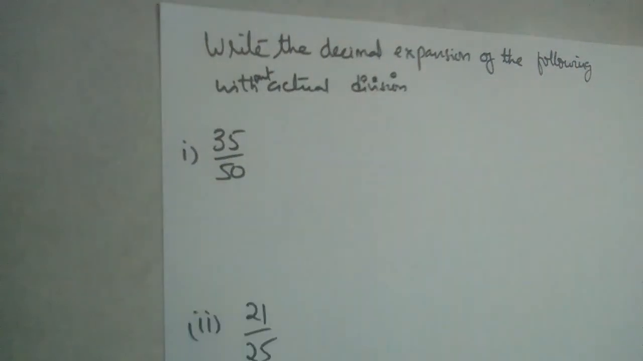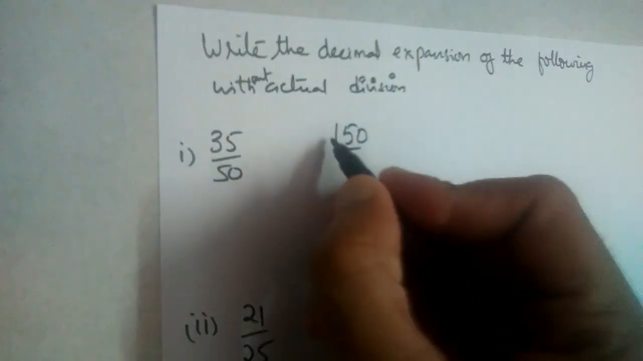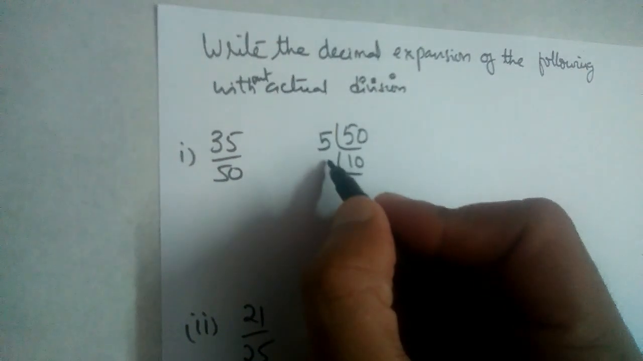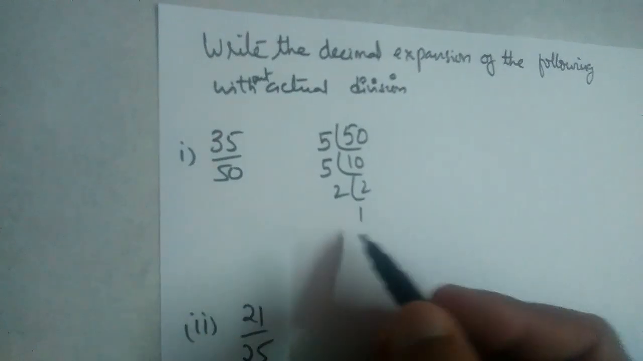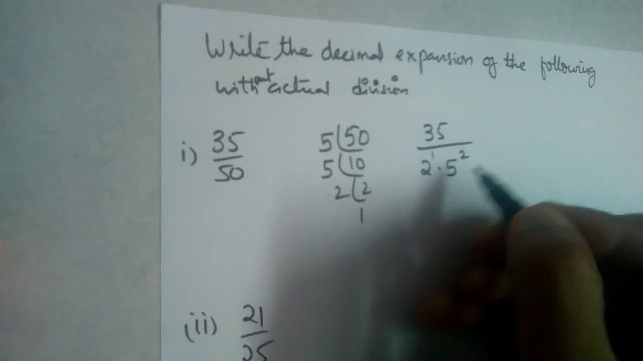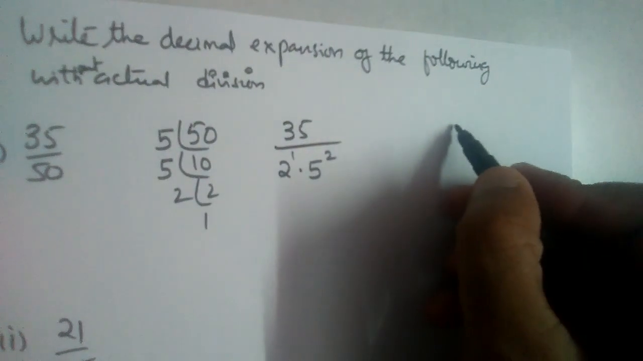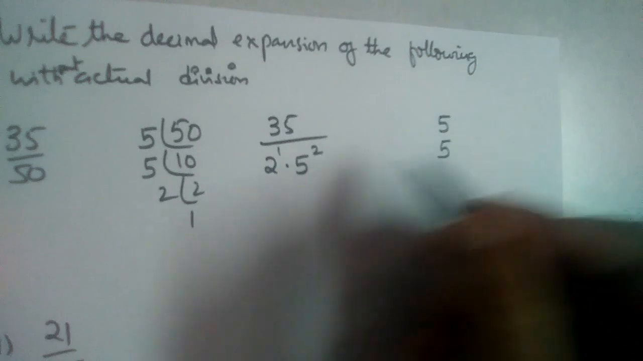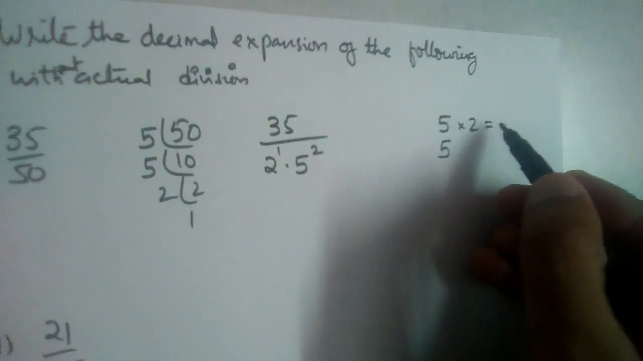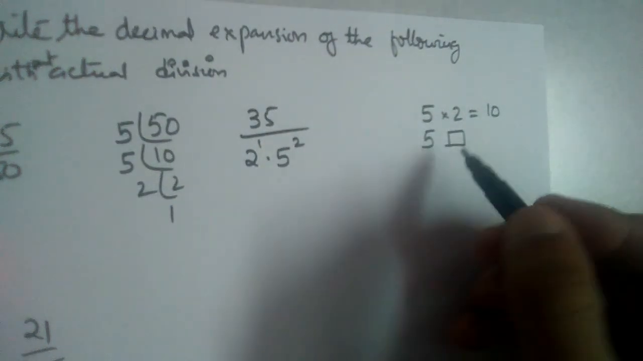So here let us make these denominators powers of 10. First we need to find the prime factors of the denominator. We have 50 here, so this is 5 times 10, 5 times 2. So 35 divided by 50, we can write it as 2 power 1 into 5 square. Now we have 5 two times, and 2 is only once. That means one 2 is missing to make it 10, isn't it?